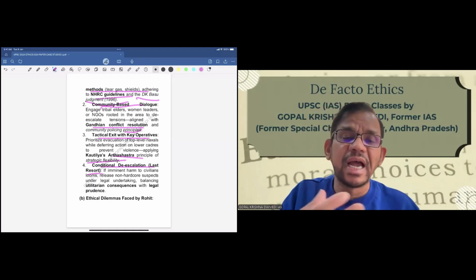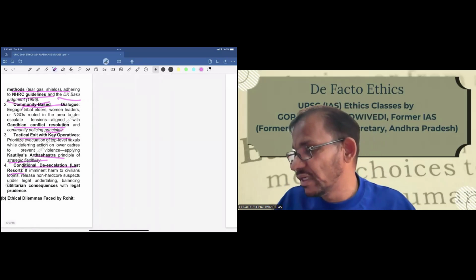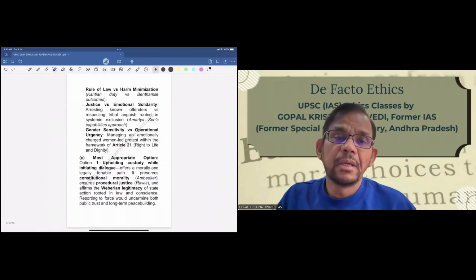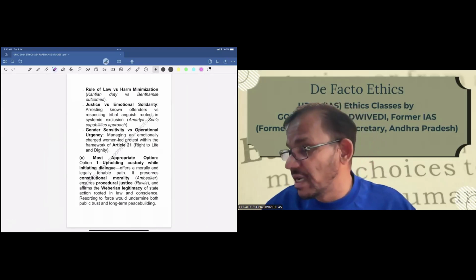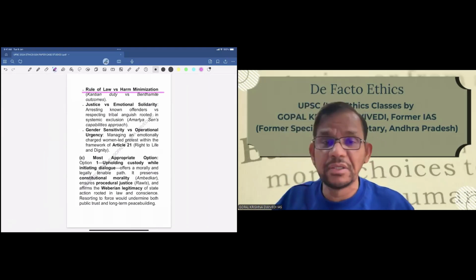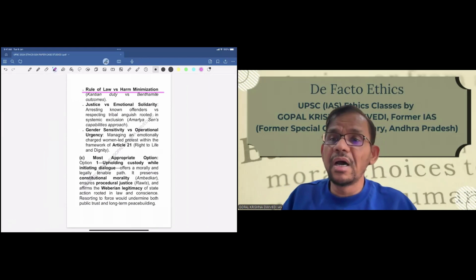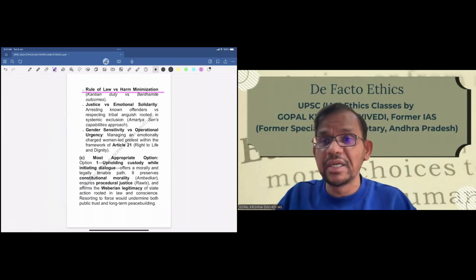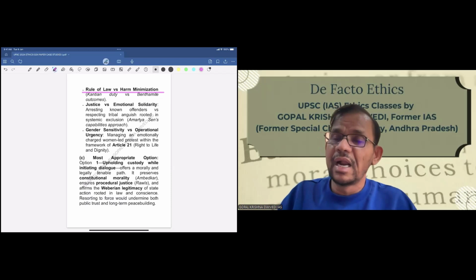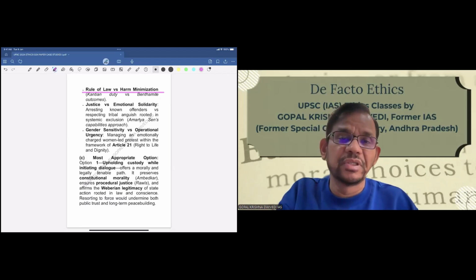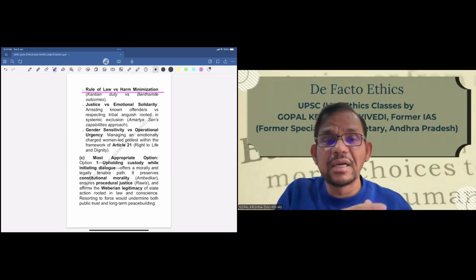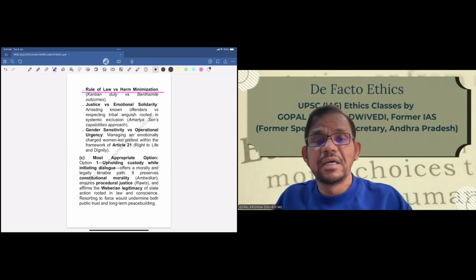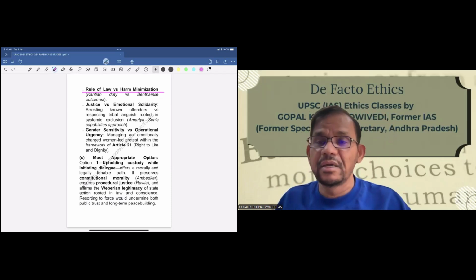Now, what are the various dilemmas which are faced by Rohit? Let us try to understand that. First is rule of law versus harm minimization. Now, this is important because if he strictly follows the rule of law, then there may be some casualties also because he will have to fire, and the tribal women may die, or some other civilian may die. So on the one hand, Kantian duty is there. On the other hand, Bentham's consequentialism is there.